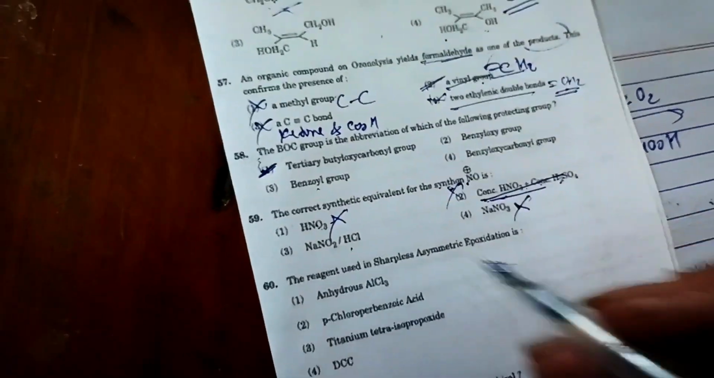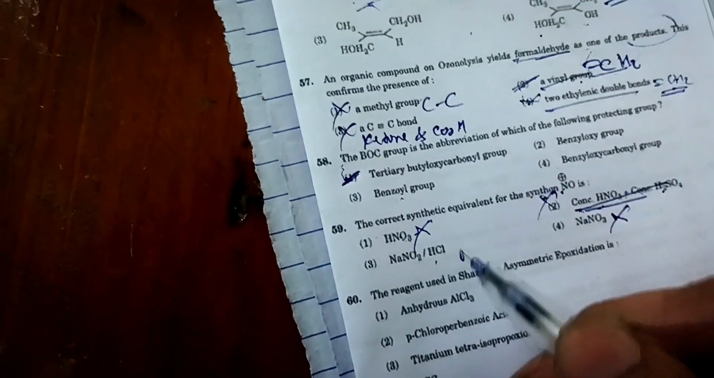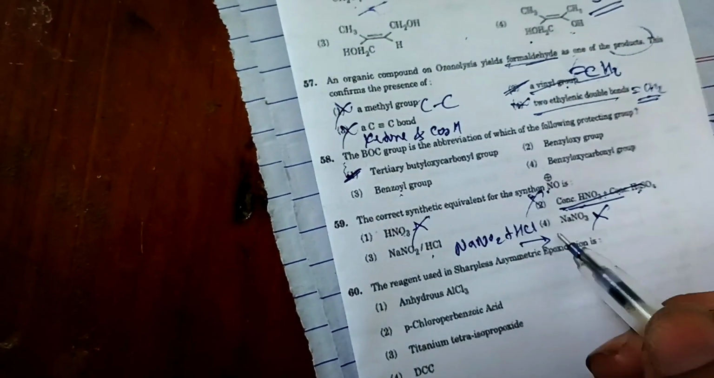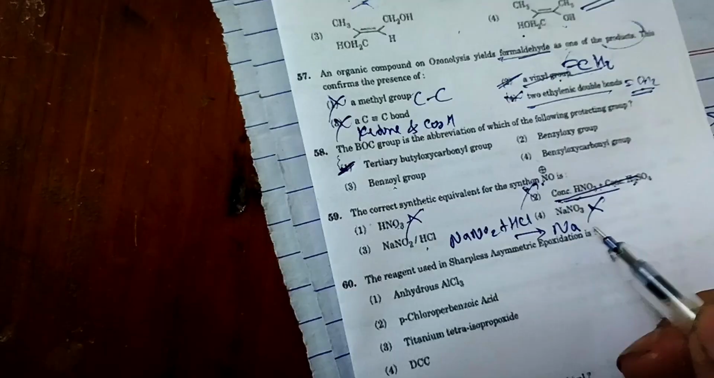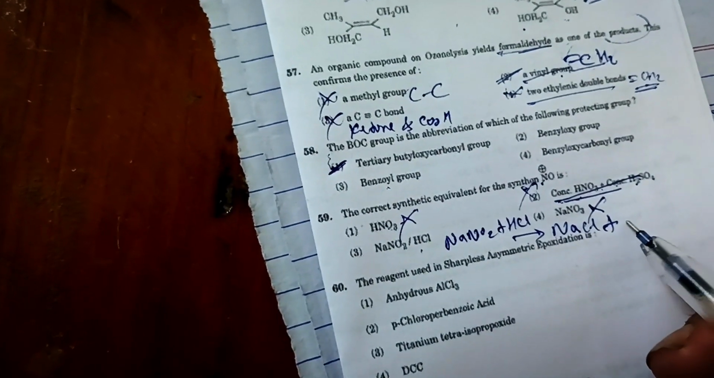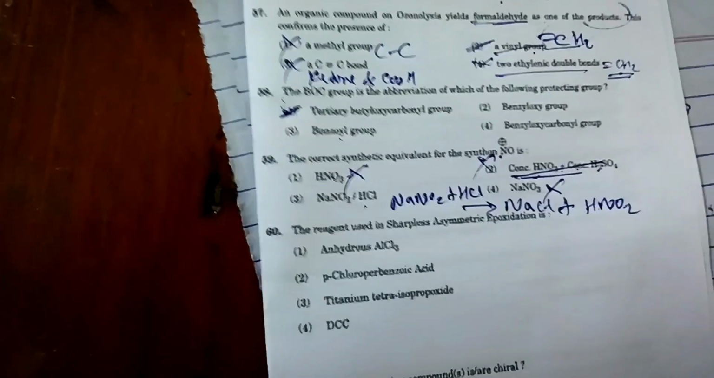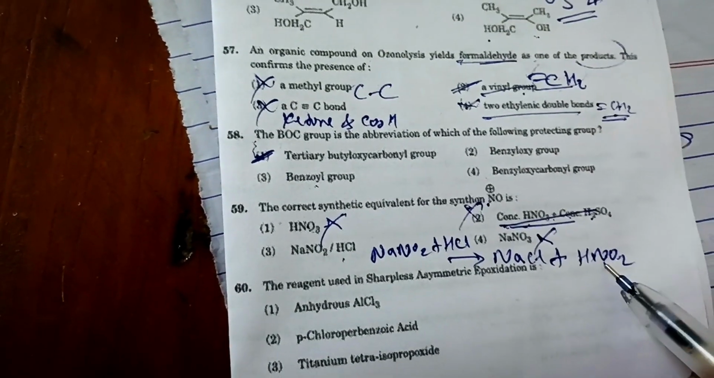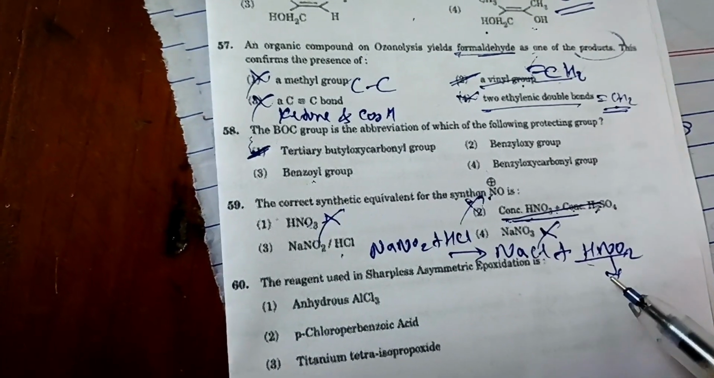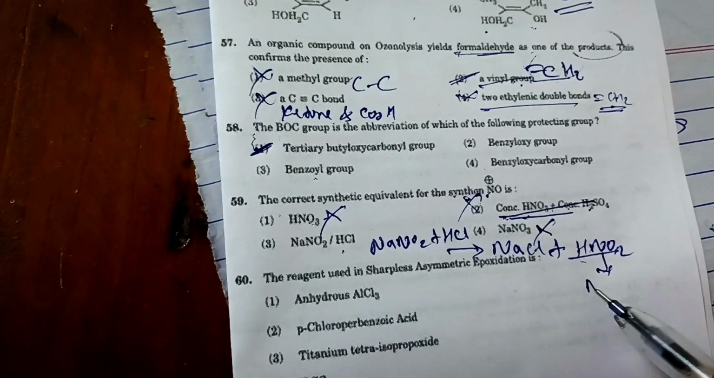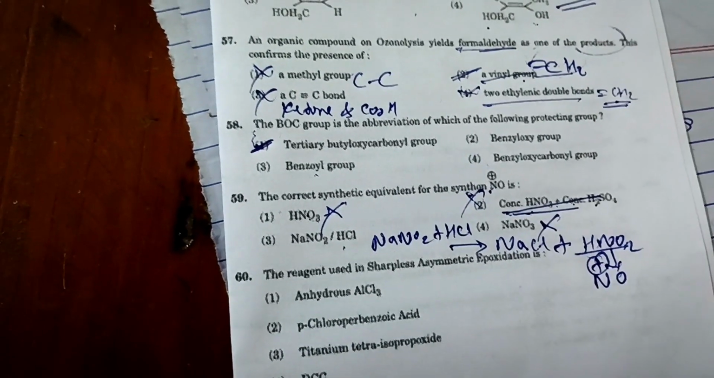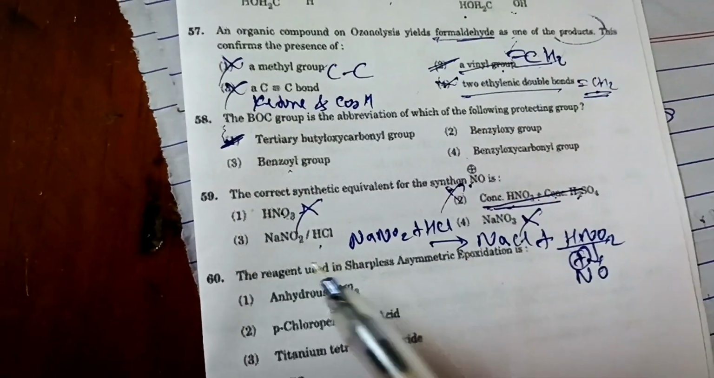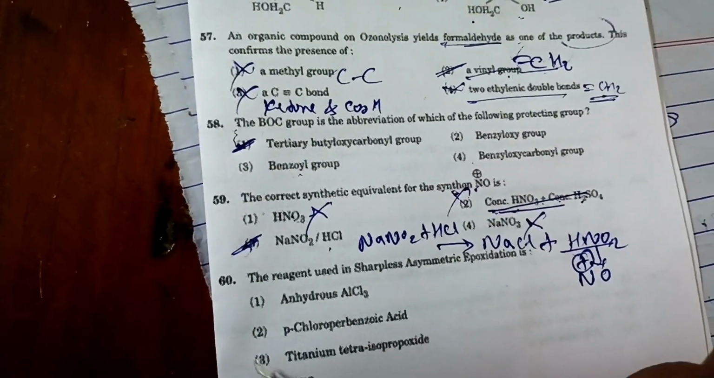So what will we get here? NaNO2 plus HCl gives us NaCl plus HNO2, right? And from HNO2 we will get NO plus. So this is the perfect reaction, and option number 3 will be the right answer.